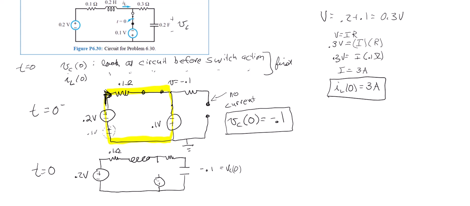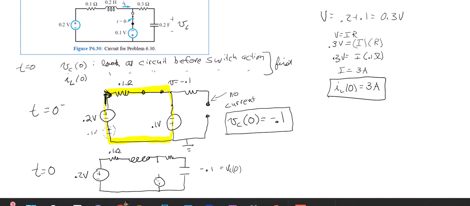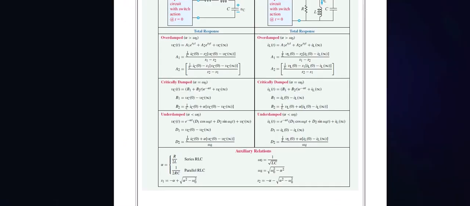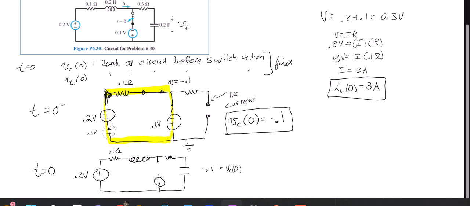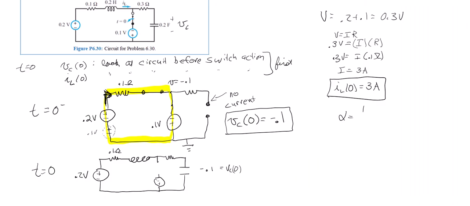Let's see. I need to find alpha and omega to figure out what kind of circuit I have. So alpha for a series RLC is R over 2L. And this is after the switch action.